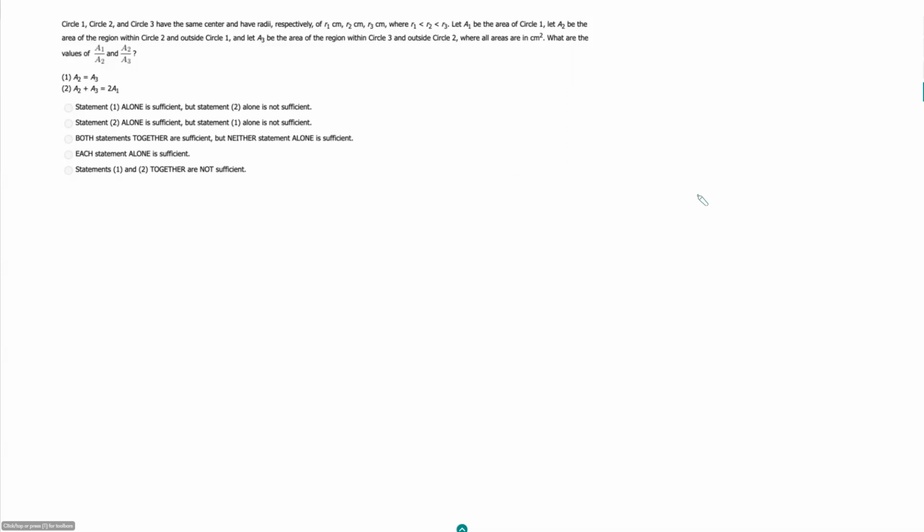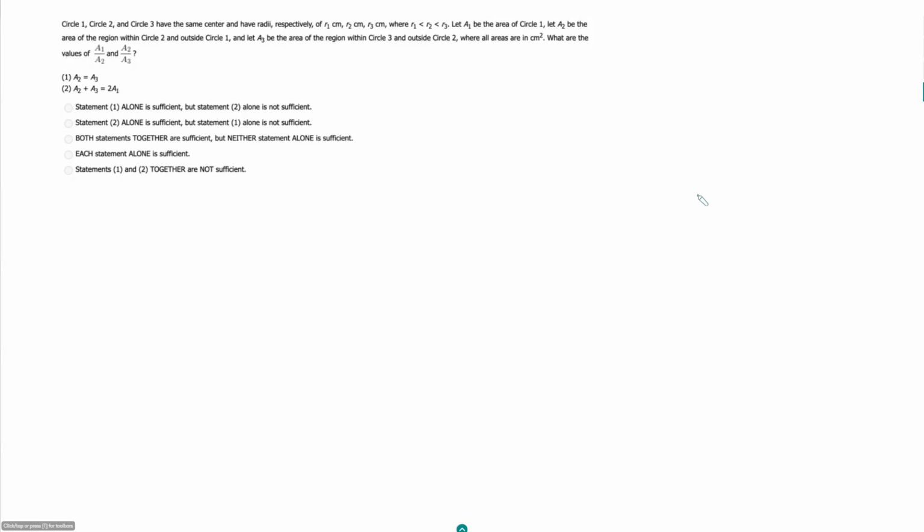Circle 1, Circle 2, and Circle 3 have the same center and have radii respectively of R1 centimeters, R2 centimeters, and R3 centimeters, where R1 is less than R2, which is less than R3. Let A1 be the area of circle 1, let A2 be the area of the region within circle 2 and outside circle 1, and let A3 be the area of the region within circle 3 and outside circle 2, where all areas are in centimeters squared. What are the values of A1 over A2 and A2 over A3?